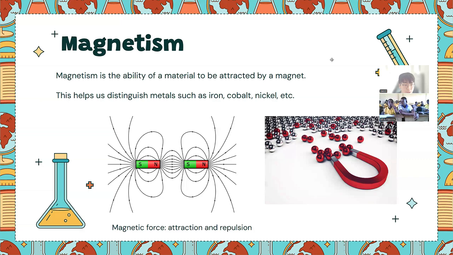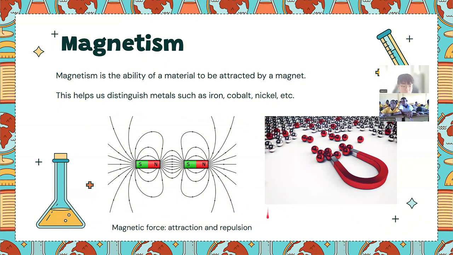So first, let's start with magnetism. It's the first property that we saw in the video. And magnetism is the ability of a material to be attracted by a magnet. So this helps us distinguish metals such as iron, cobalt, nickel, and so on. So magnetism helps us see which one is metal and which one is not. So we will see if this has metallic properties.